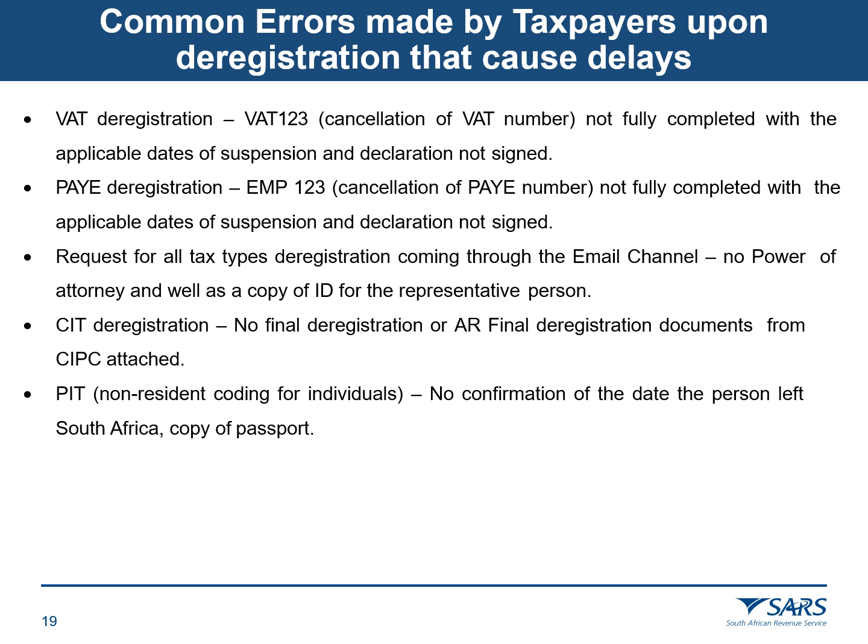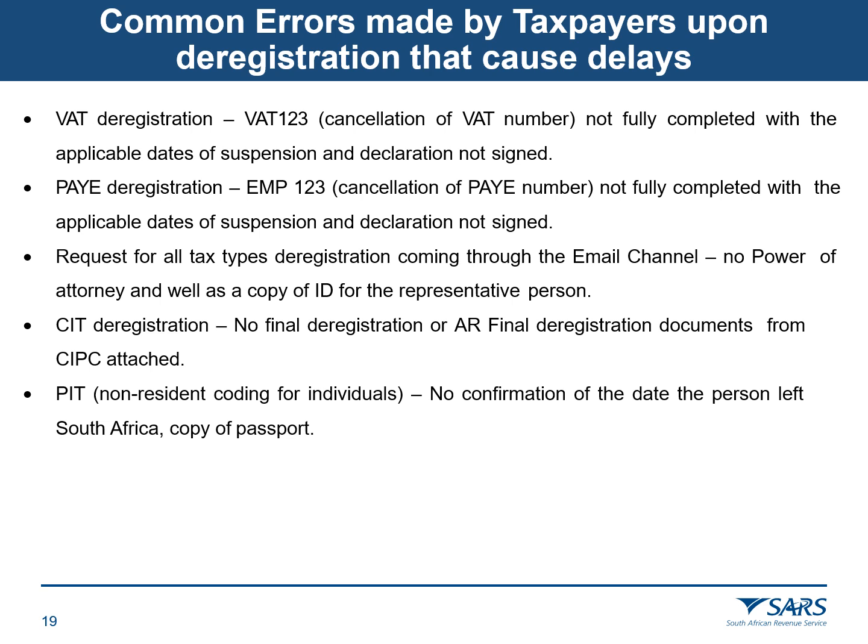Common errors made by taxpayers upon deregistration that cause delays. On the VAT deregistration, the VAT 123 is not fully completed with applicable dates of suspension and declarations not signed. On PAYE deregistration, the EMP 123 is also not fully completed with the applicable dates of suspension and declaration not signed. Requests for all tax type deregistrations coming through the email channel with no power of attorney as well as a copy of the representative's ID.